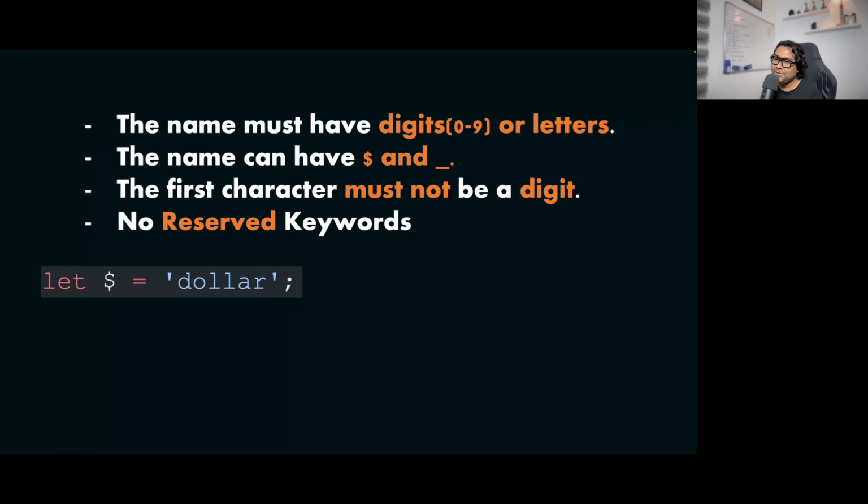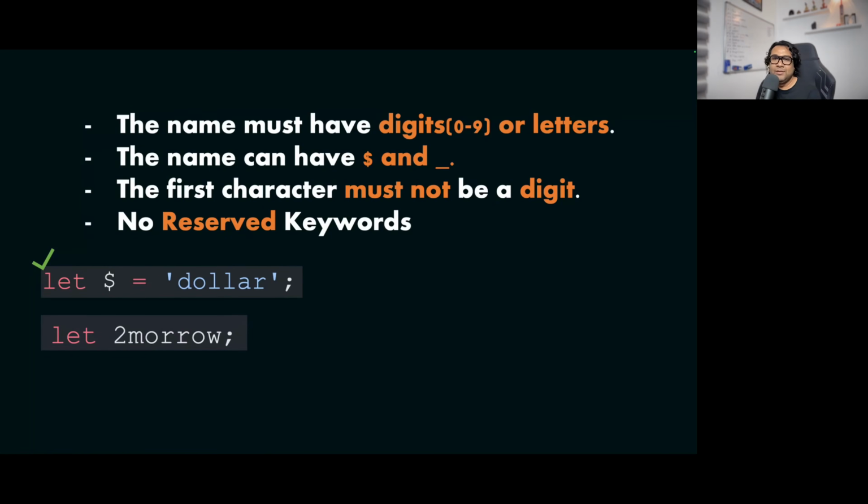Let's take some examples. So, let dollar equals dollar. Is it a valid name or not? Test for you. What do you think? Look into the rules and answer. No cheating. This is definitely a valid name because the name can have dollar and underscore. It should not start with a digit, and dollar is not a reserved keyword. That means let dollar equals dollar works.